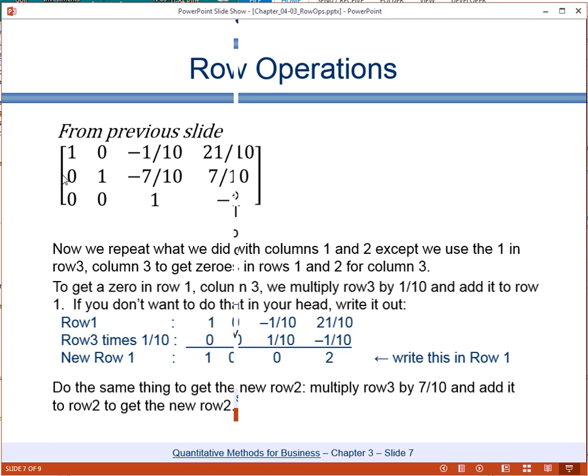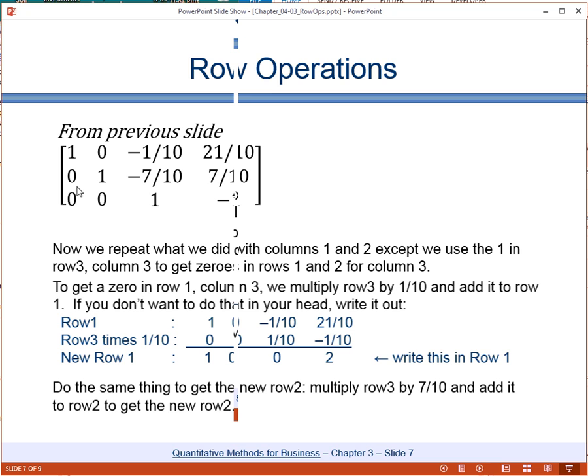To do the same thing for row 2, I need to turn this minus 7 tenths into a 0, so I just take 7 tenths of row 3 and add it to row 2. Okay, and that becomes my new row 2.